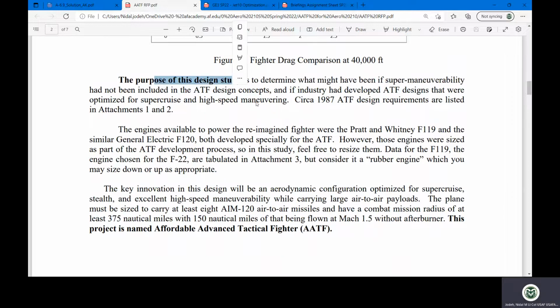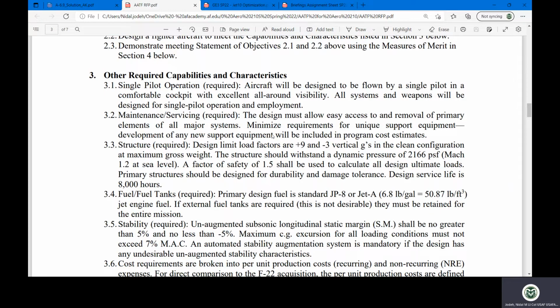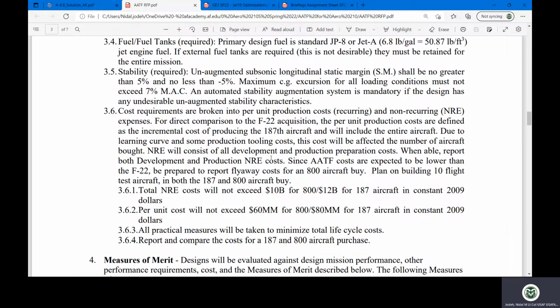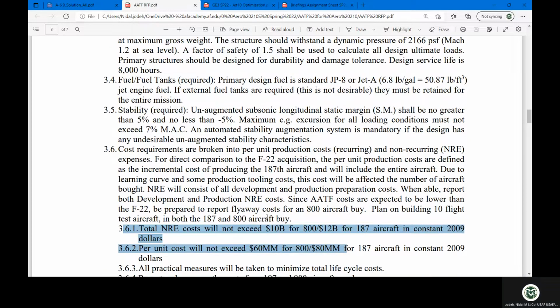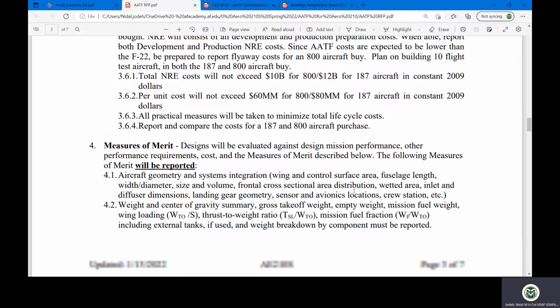There's the purpose of this design study. Re-review the bottom of the second page. And then as you go into the third page, you're going to start to see values and numbers. For example, here are the values for the total cost of the aircraft and NRE that you're supposed to achieve. You understand the words for static margin now. That should make sense.